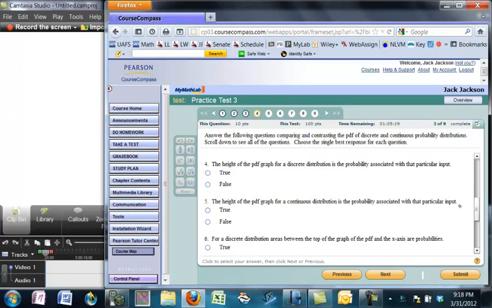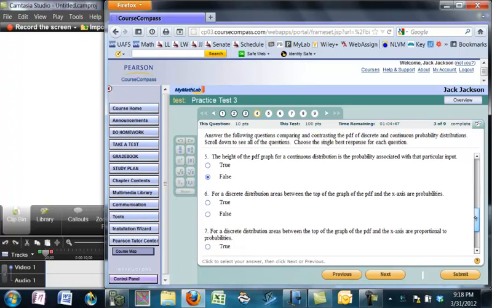The height of the PDF graph for a discrete distribution is the probability associated with that particular input. That is true. The area of that bar is proportional to the probability. So the probability is the area divided by its width, which of course is the same as the height. The height of the PDF graph for a continuous distribution is the probability associated with that particular input. That is false, because when it's continuous, the height of the curve on the PDF graph is not the probability. The probabilities are areas.